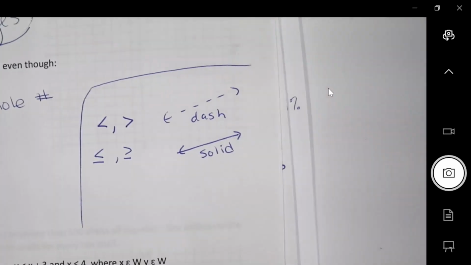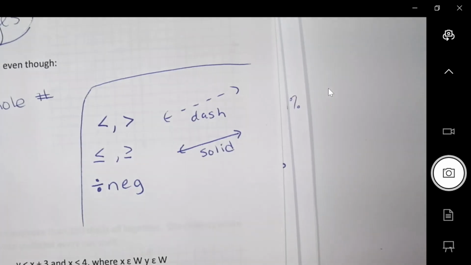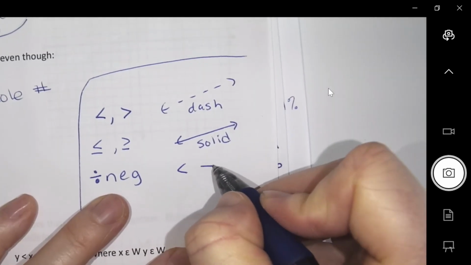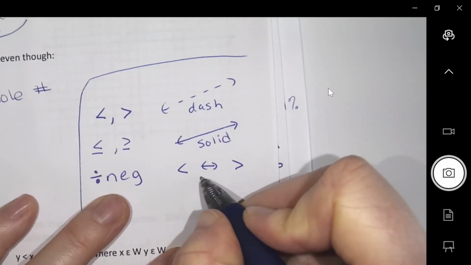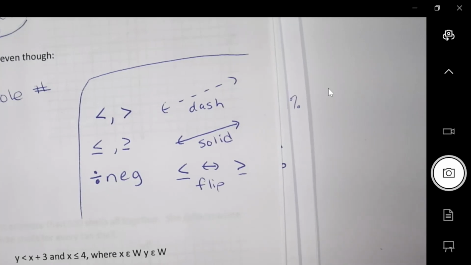Okay, then we learned if you divide by a negative, what did you have to do? You would have to flip your sign around, okay? So those are the three big ideas that we learned yesterday.